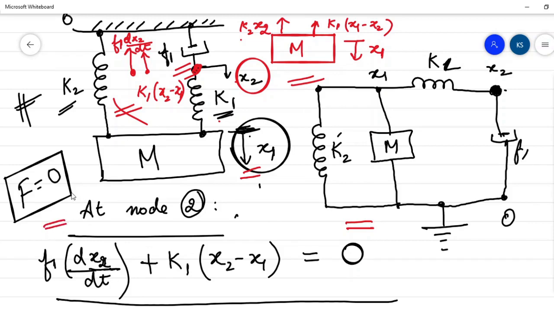In the next class, I will discuss with you the transfer function. What do you mean by transfer function? How can you formulate the transfer function? What do you mean by the characteristic equation? And the block diagram representation of a system.